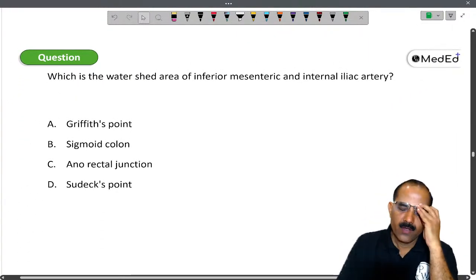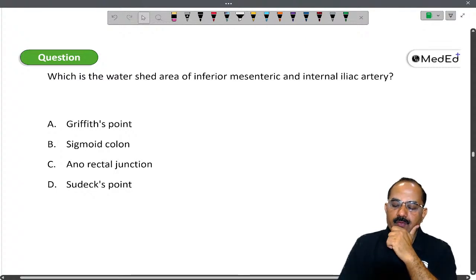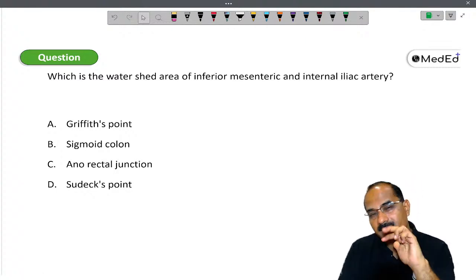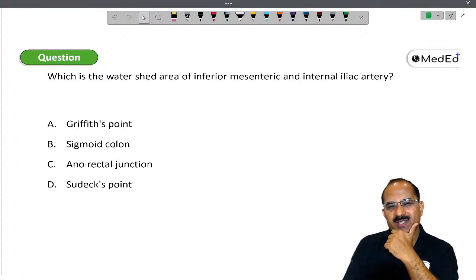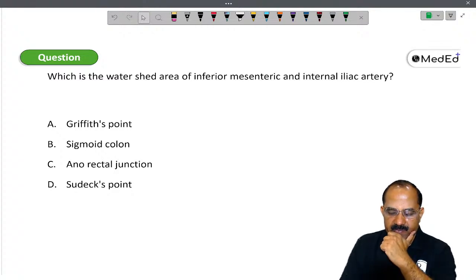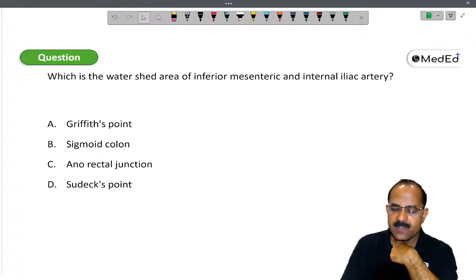बोल सकते हो? What is the watershed area of inferior mesenteric artery and internal iliac artery? ये बोल सकते हो बच्चों? Inferior mesenteric and internal iliac.